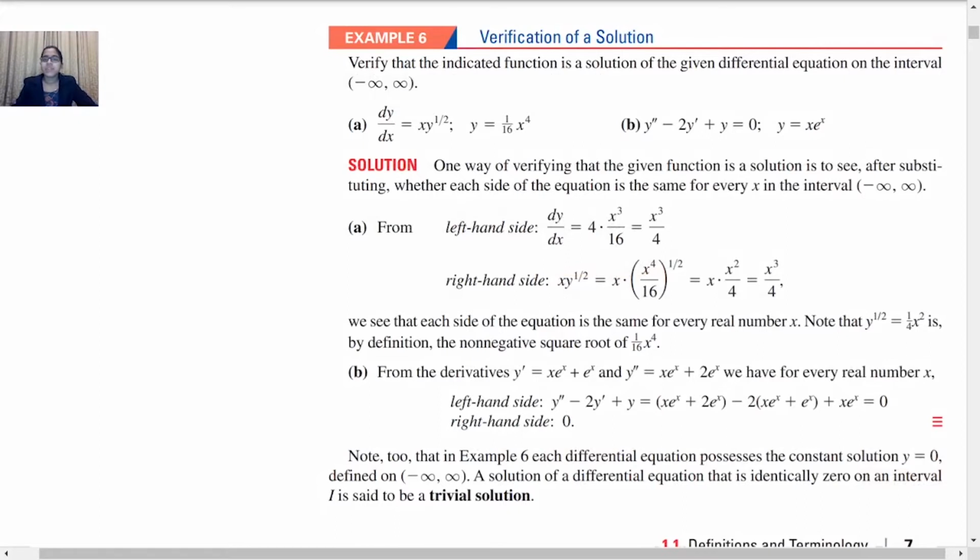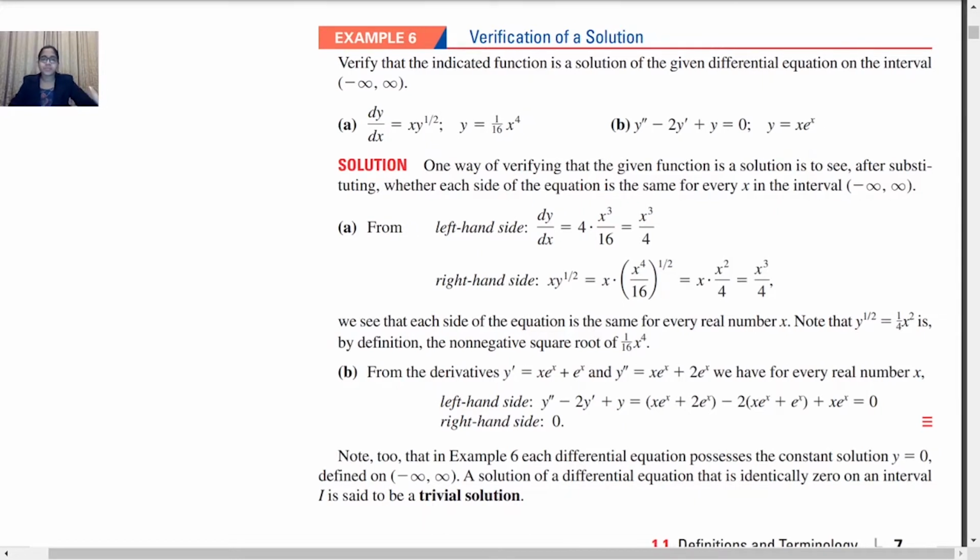Verify that the indicated function is a solution of the given differential equation on the interval. That is, the interval is given to us, minus infinity to infinity, and we have to verify whether this function is a solution. We have two parts, a and b. The differential equation is dy by dx is equal to x into y raised to 1 by 2. What are we asked? We are asked whether this function, y is equal to 1 by 16 x raised to 4, is a solution of this differential equation or not.